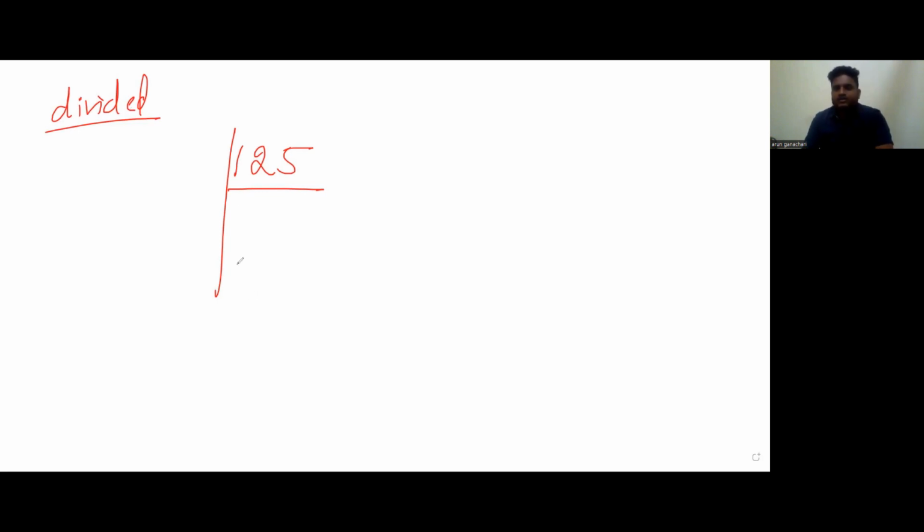So 125, what we will do? We will divide it by 5. If I divide it by 5, how much will I get? 5 2s are 10. 2 is the remainder, it will become 25. So 5 5s are 25. Then we have 5 5s are 25, and then finally 5 1s are 5. So how many numbers are there? There are 3 numbers. 5 into 5 into 5.